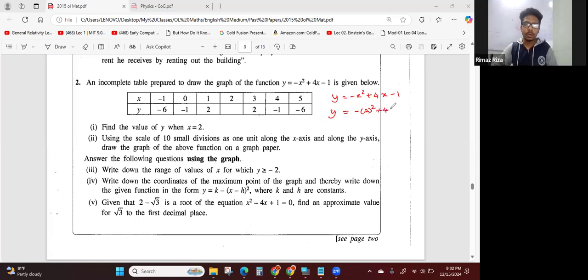And then 4x means 4 times x. So 4 times x equals 2 now, because we are substituting x equals 2. Okay, minus 1. So therefore here we get minus 2 squared is 4, plus 4 into 2 is 8, minus 1. So we have minus 4 plus 8 minus 1, 7. So therefore it will equal 3. So therefore this value is 3. Right? Find the value of y when x equals 2.